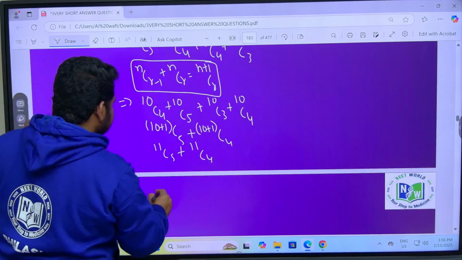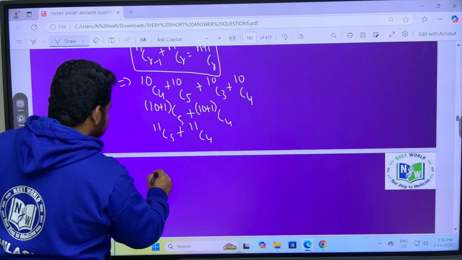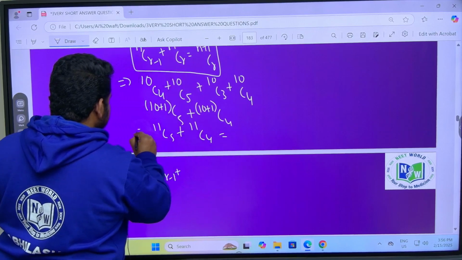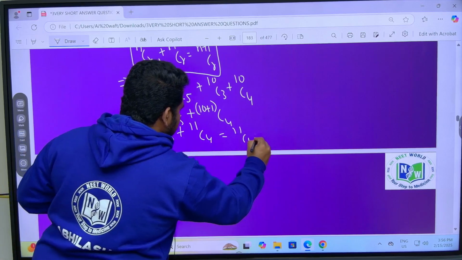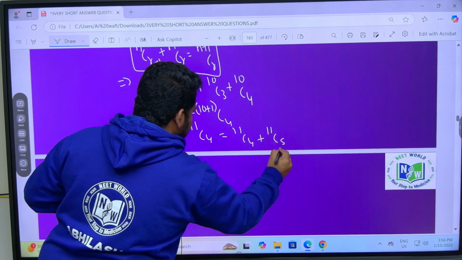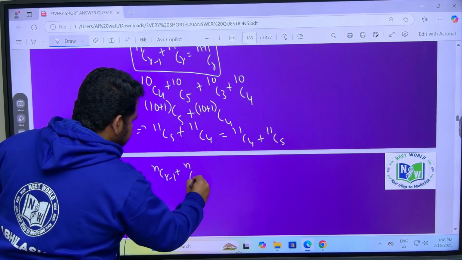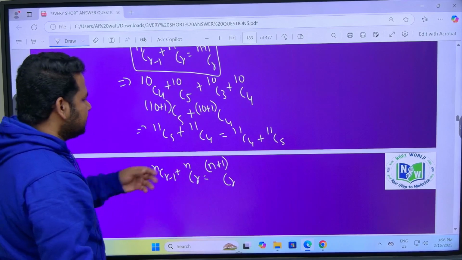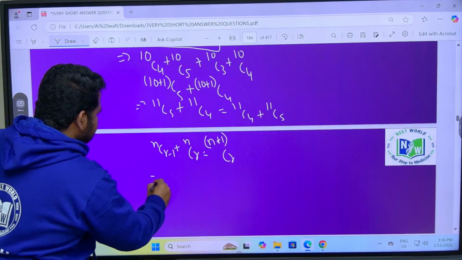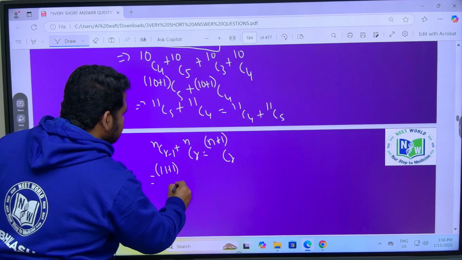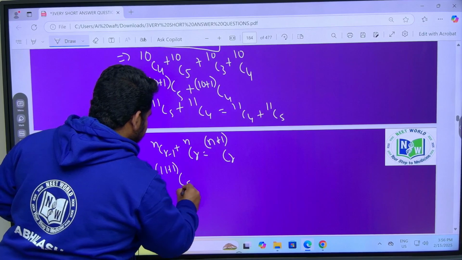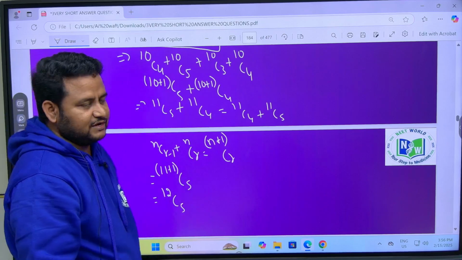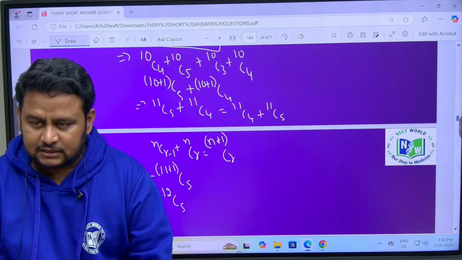Again we can use the same property. Rearranging this as 11C4 plus 11C5, this will become nC(r minus 1) plus nCr equal to (n plus 1)Cr. So both terms will become (11 plus 1)C r, and r is 5 here. So this will become 12C5. Got it, friends? The value of this will be 12C5.